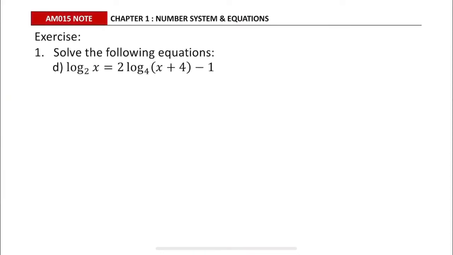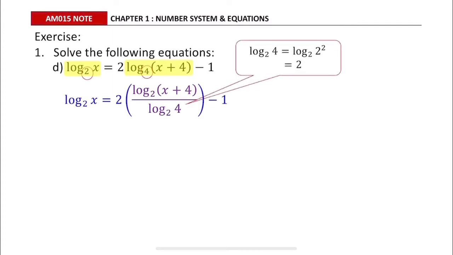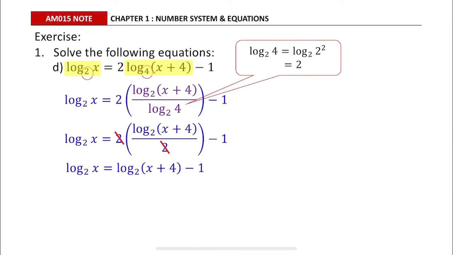This question has two logarithms with different base. So, change log base 4 to log base 2 first. The denominator log base 2 of 4 can be simplified to 2. So we have this new equation. We can cancel out the 2 and we get this equation.